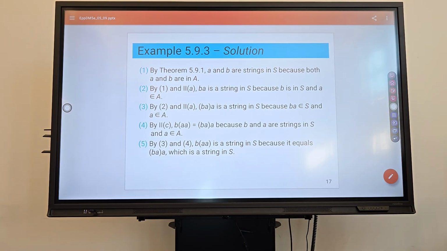Well, by theorem 5.9.1, A and B are strings in S because both A and B are in A. By rule 2A, BA is a string in S because B is in S and A is an element of big A. BAA is a string in S because BA is an element of S and A is an element of big A. B(AA) equals (BA)A because A and B are strings in S and A is an element of big A. By 3 and 4, B(AA) is a string in S because it equals (BA)A, which is a string in S.